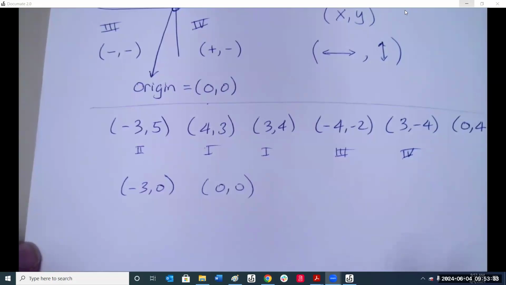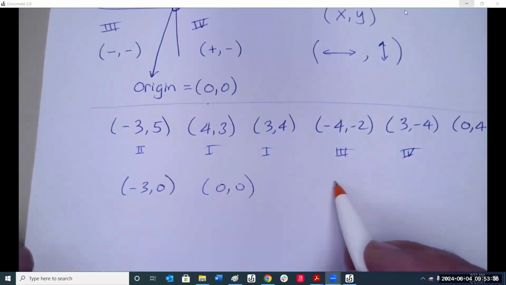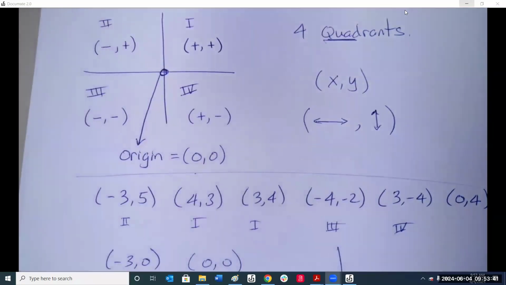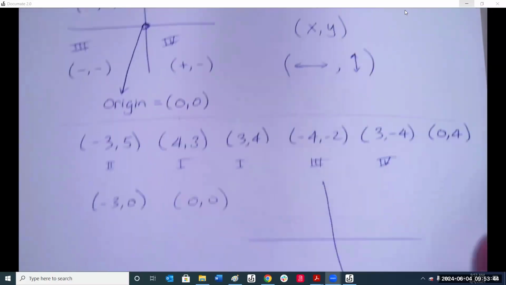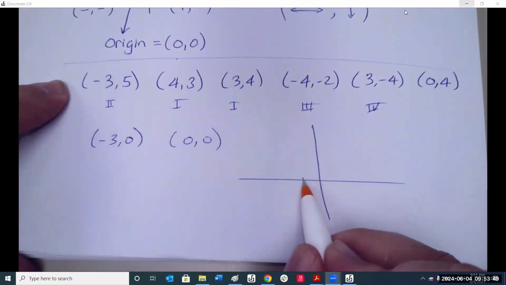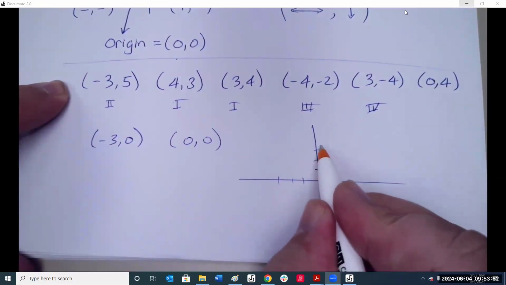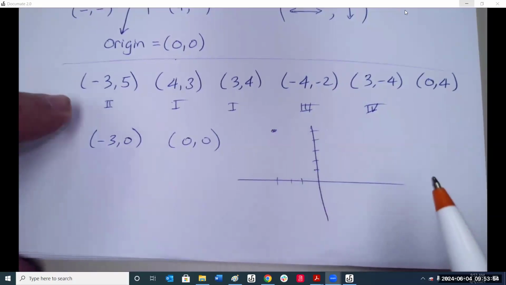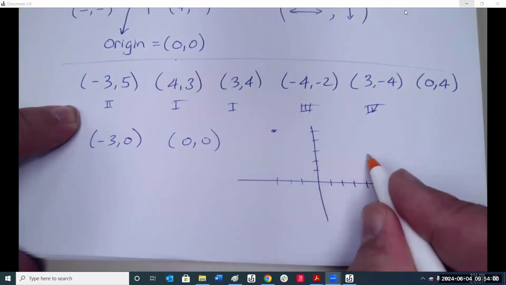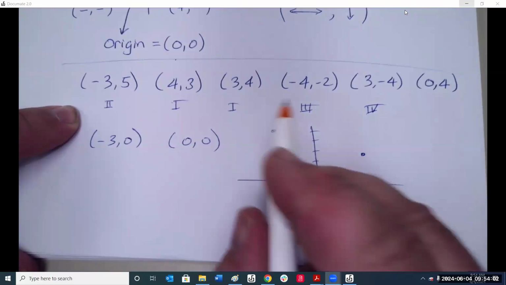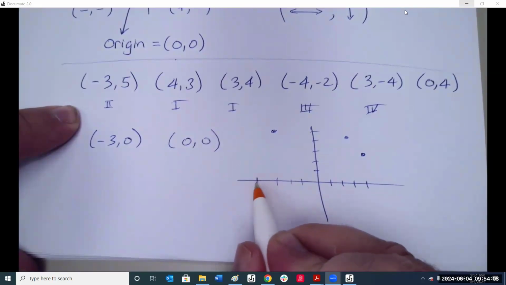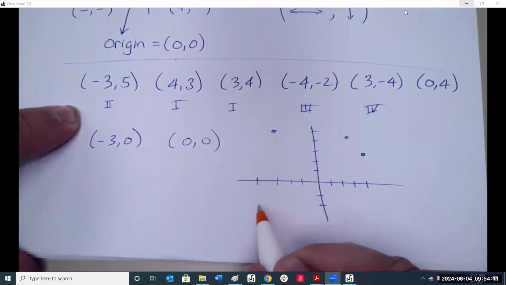Nope. Because if we were to graph these, that was a trick question. It's on an axis, exactly. So the first one, we go -3 and up 5. Next one, we go to the positive right 4 and up 3. Then 3, up 4. Back to the left, -4, down -2.